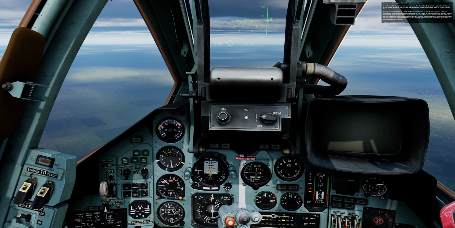The ADI ball will move in pitch in relation to the air crescent. When the aircraft symbol center is over black, your nose is below the horizon. If the aircraft symbol center is over white, your nose is pointing above the horizon. Press the space bar to continue.